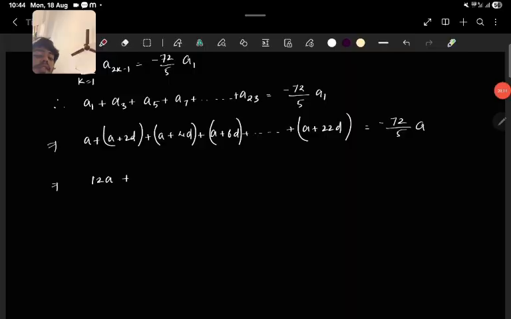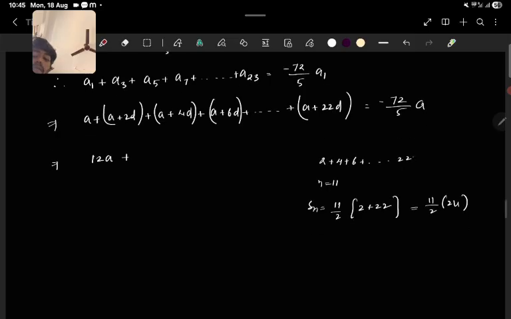So you can solve it, or if you want to do it directly, you can write it as 2, 4, 6 and so on up to 22. How many terms will there be? 11 terms will be there, so n is equal to 11. The sum is 11 upon 2 times (2 plus 22), which is actually 11 by 2 times 24.